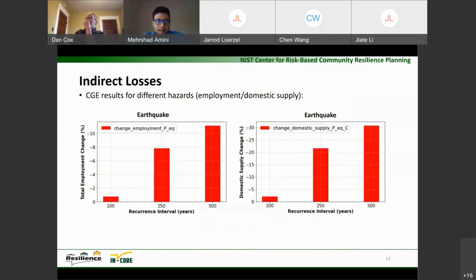We go to the indirect loss, the CGE result for employment, on the left figure. We have the total employment change in terms of percentage for earthquake at different return periods, and the right figure shows the domestic supply change. It was just an example that we have a comparison of indirect CGE results for different hazards: earthquake, tsunami, and combined.